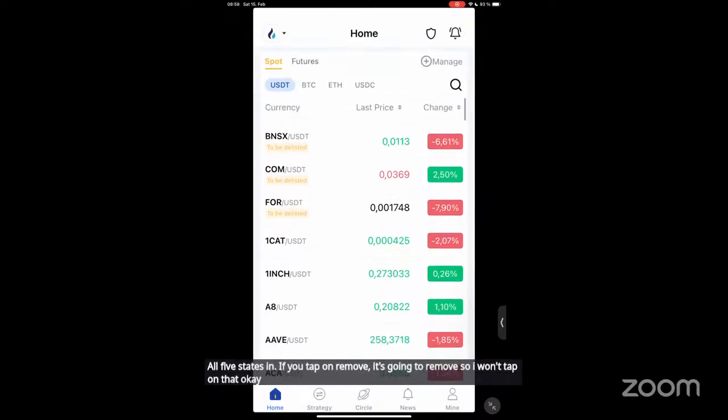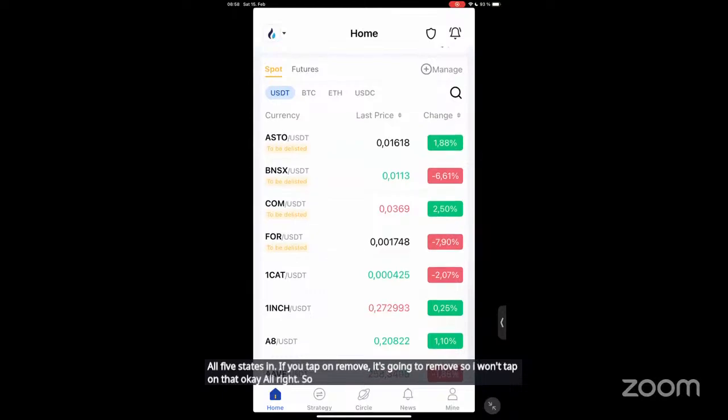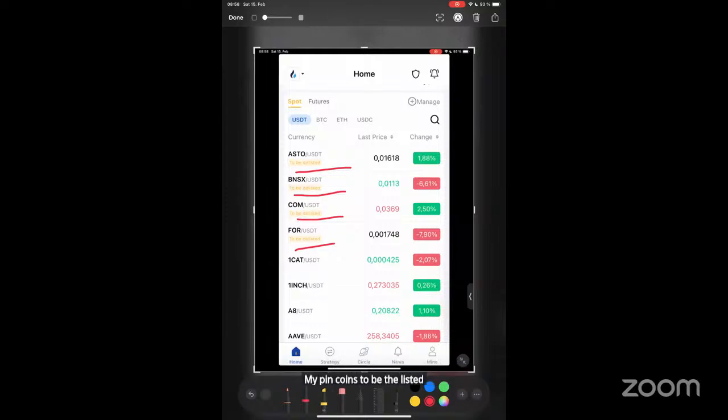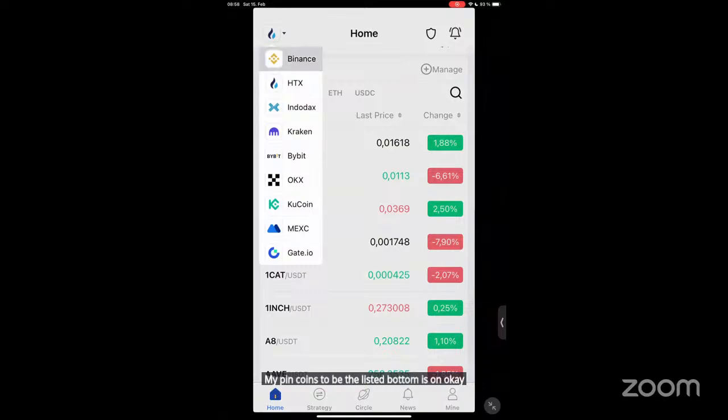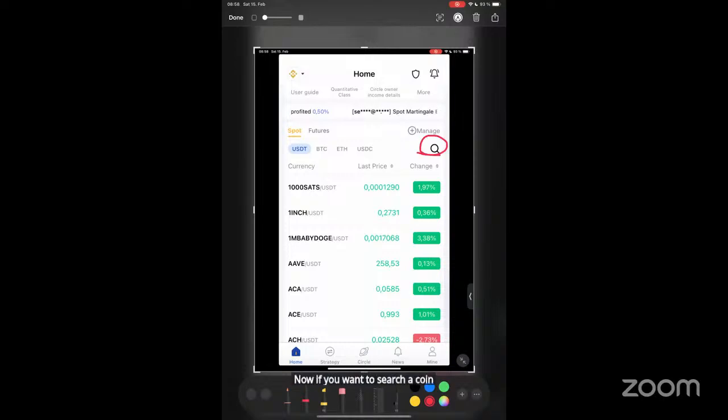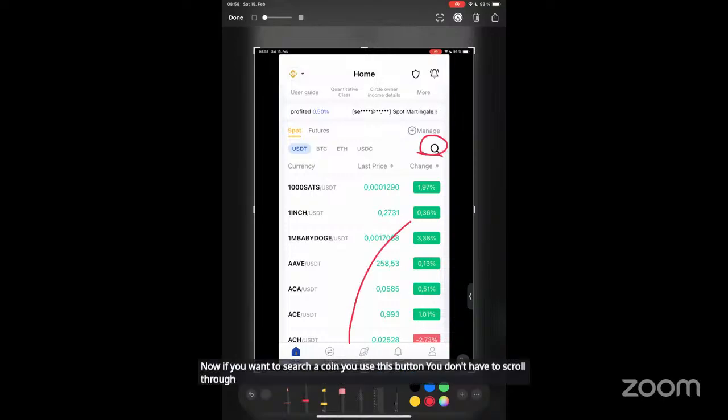Okay. All right. So these are the ones that are to be delisted. You can see that mine is showing that so and so coin is going to be delisted just because my pin coins to be delisted button is on. Okay. All right. So let's go back to Binance. Now, if you want to search a coin, you use this button. You don't have to scroll through 383 coins or 513 coins. Just tap on the search button easily to search for the coin. If it's a signal that is being given to you or you are being asked to trade a particular coin, you use the search button.